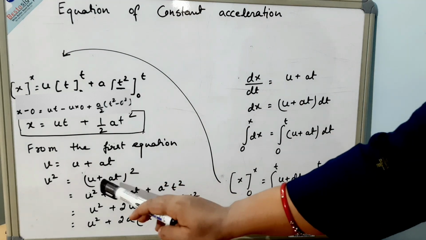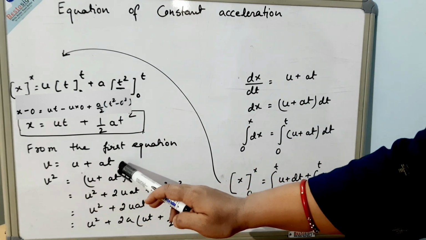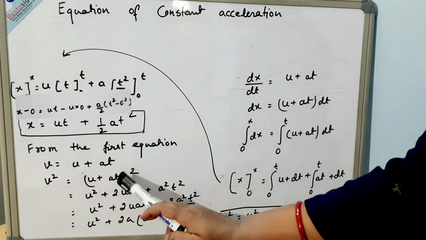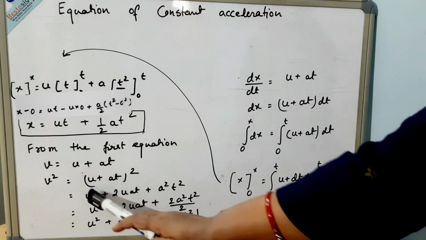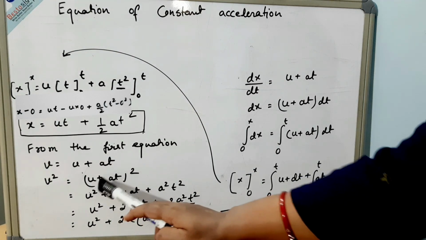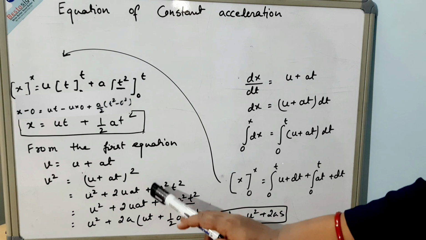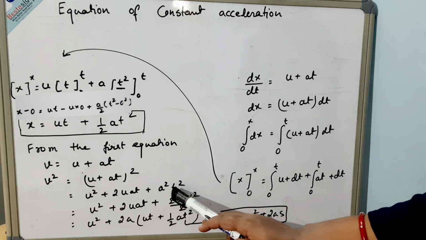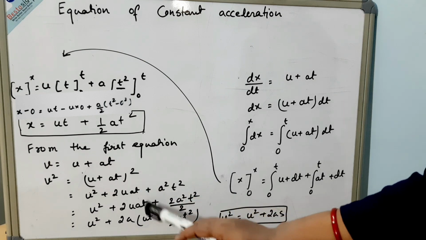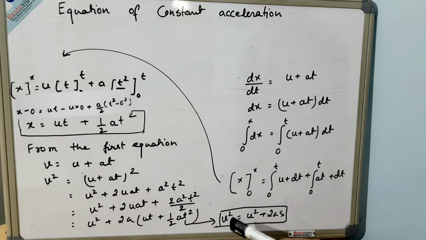Now we will move on to the first one, which was v is equal to u plus at. Squaring both sides, we get v square is equal to u plus at whole square. Now this is in the form of a plus b whole square, so as per the rule of algebra, we break it into a square plus 2ab plus b square. When we process this equation further, we get another equation, that is v square is equal to u square plus 2as. So this is the third equation for constant acceleration.